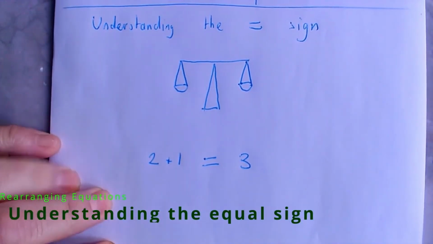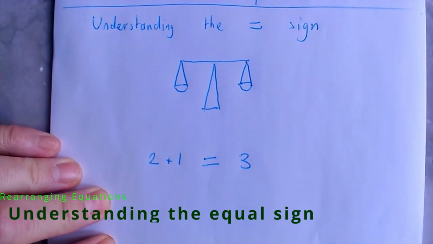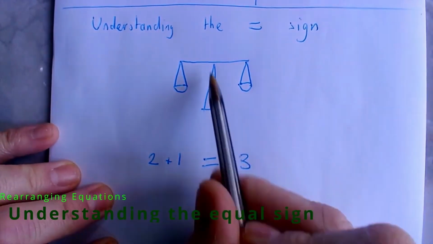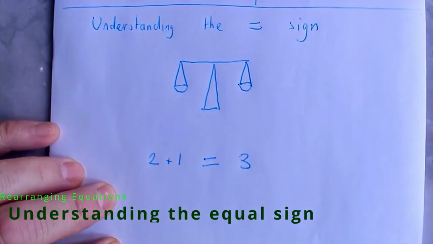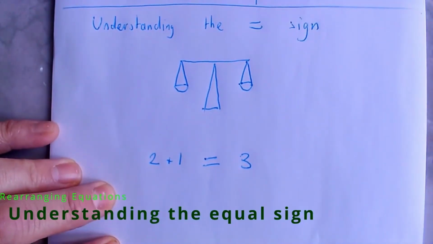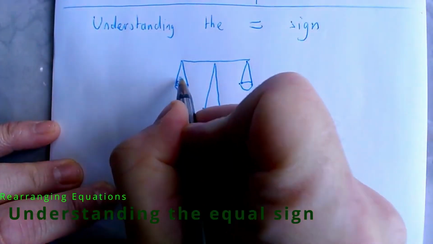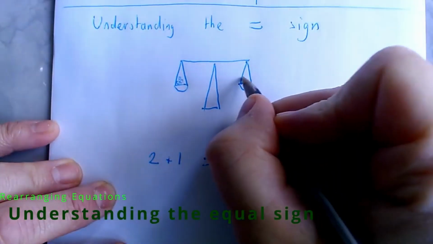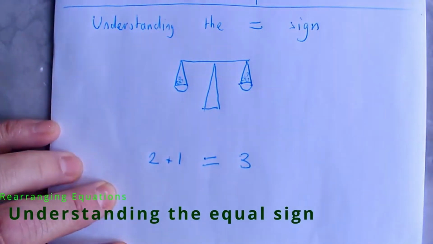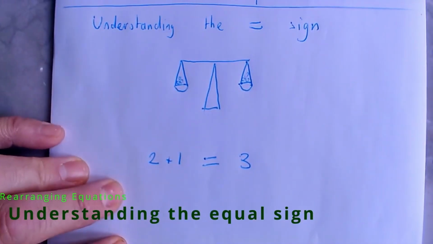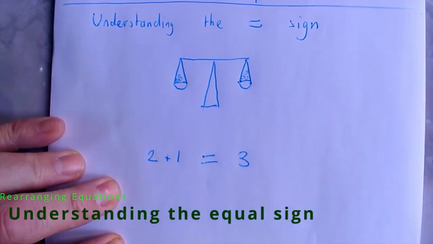So the first thing to get your head around when it comes to rearranging equations is understanding how the equals sign works. And I like to think of the equals sign as being the centre point on those old-fashioned balances that you used to get in the sweet shops. You used to put weights on one side of the balancing scales and then sweets on the other side. And when it balanced, you could see how many grams, or back in the old days, how many ounces of sweets you'd got because they would balance.